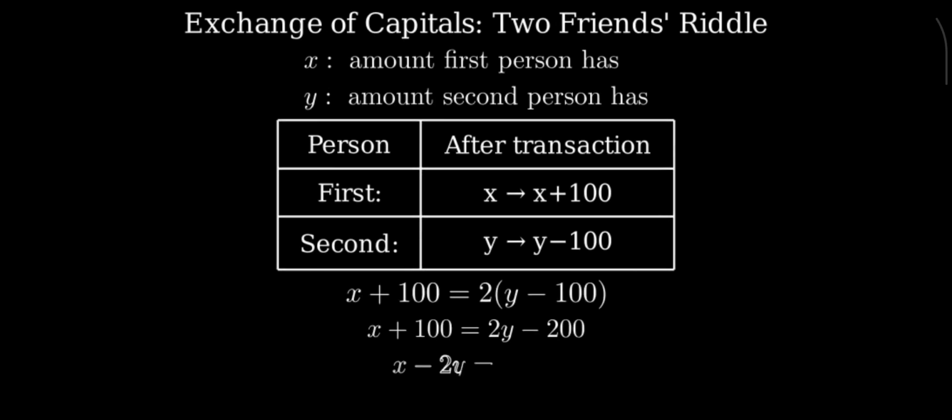Let's expand the equation. x plus 100 equals 2 times (y minus 100), or x plus 100 equals 2y minus 200. Bring all terms to one side. x minus 2y plus 300 equals 0, or x minus 2y equals negative 300.